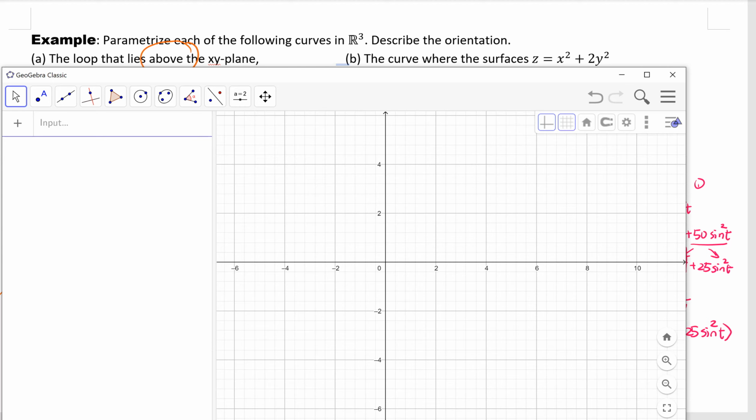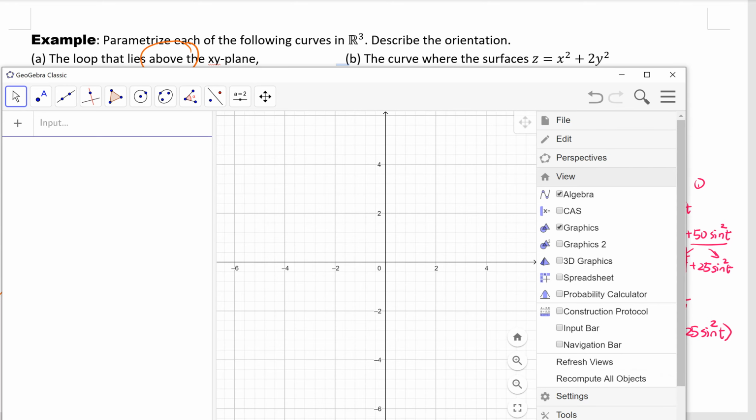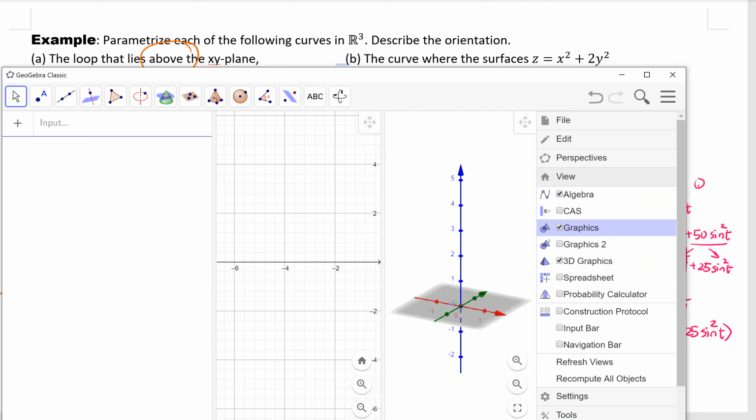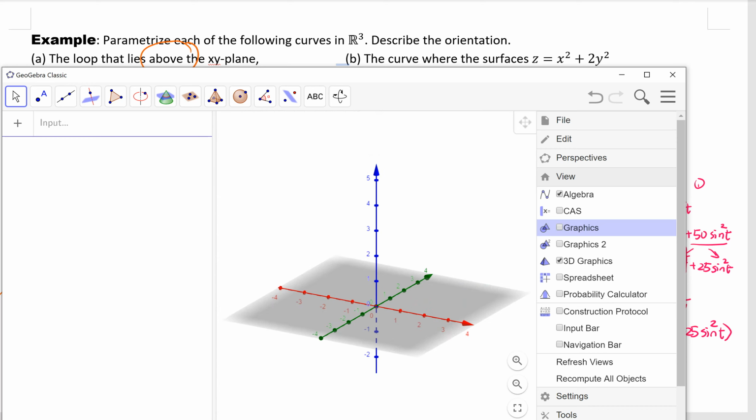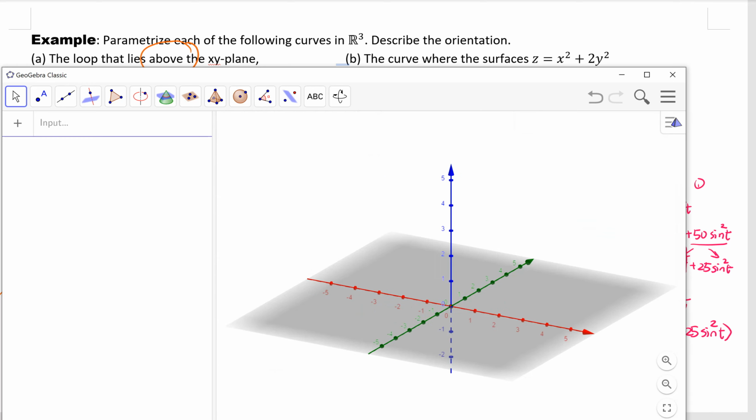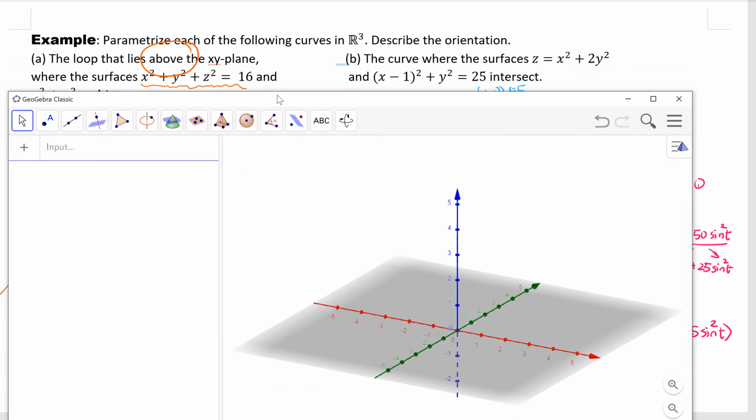This is free software we can download to our computer, and when you launch it, on the right hand side you see these 3 horizontal lines. We can pick 3D graphics and then unselect the graphics. That will give us a space, okay? And let's draw the surface on here.